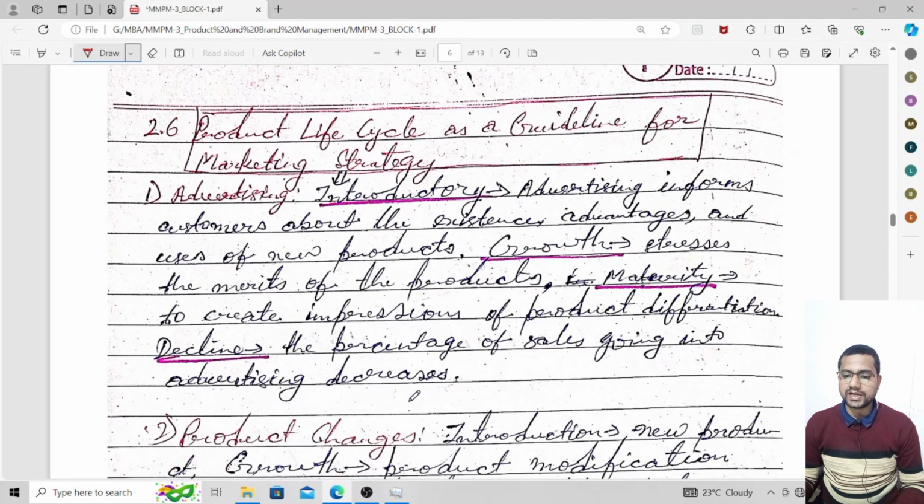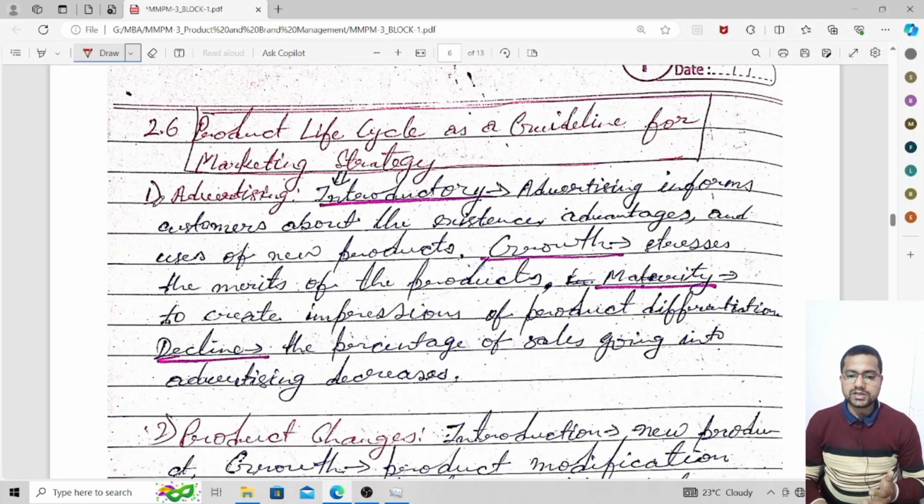Then next you have product life cycle as a guideline for marketing strategy. So when we make a marketing strategy, we consider many things. Many factors are responsible for the success of any product. So that's why marketing strategy is very important for the success of any kind of product. Here it is given: product life cycle as a guideline. So according to the product life cycle stage, we should take decisions related to marketing strategy.